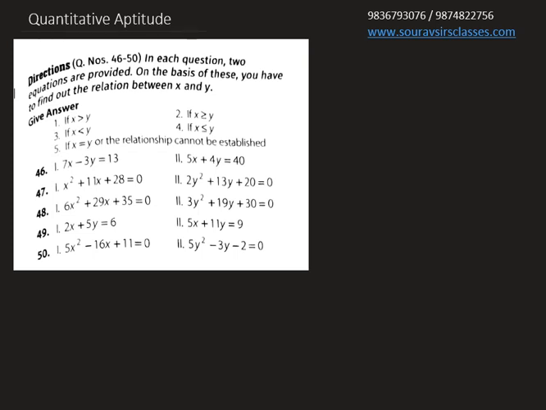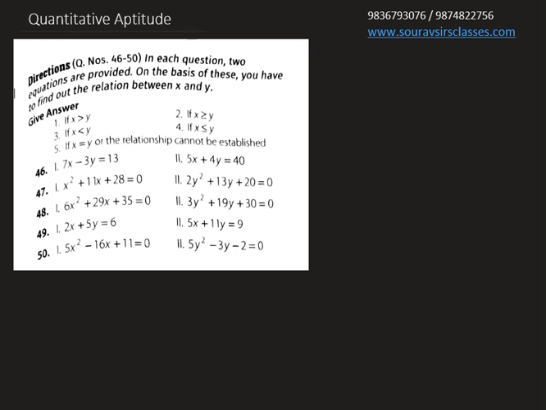Today we are going to solve some of the questions from quantitative aptitude. We all know that quants is one of the most important portions in any competitive examination, and it is the easiest portion also, as it doesn't contain any conceptual complexity in it. It only requires your numerical and computational abilities.